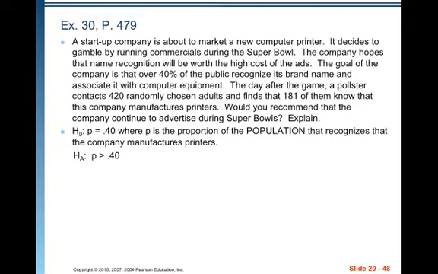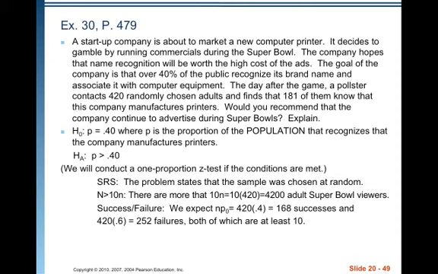The alternative is that p is greater than 0.4. Why? Because the goal of the company is that over 40% of the public recognize its brand name. Okay, so if we have evidence that is the case, then they want to continue their advertising campaign. If we don't have evidence that that's the case, then we're going to have to recommend that they stop. We will conduct a one proportion Z test if the conditions are met.